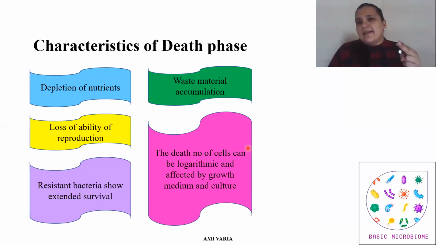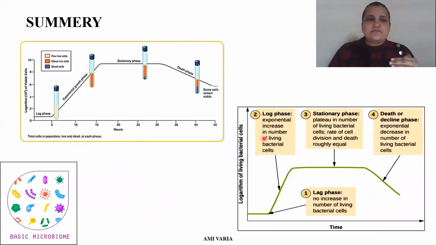All the bacteria do not show the same death phase. Some species of bacteria, for example gram-negative bacteria, show a rapid decrease in cell number and a faster death phase. Gram-positive bacteria show a slower death phase. The number of cells decreases slowly in the death phase in the case of gram-positive bacteria. This is all about the normal growth curve.